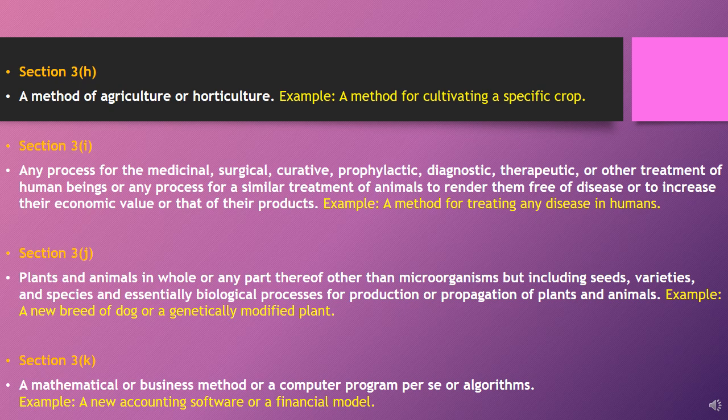10th one, section number 3, subsection K. Mathematical methods, business methods, computer programs and algorithms cannot be patented. For example, a new accounting software or a financial model.